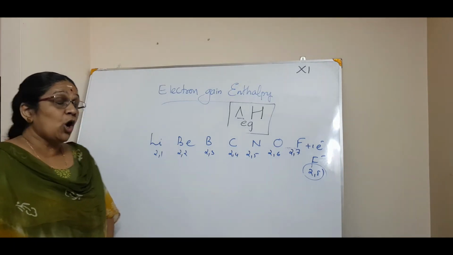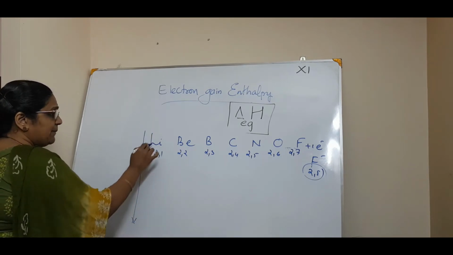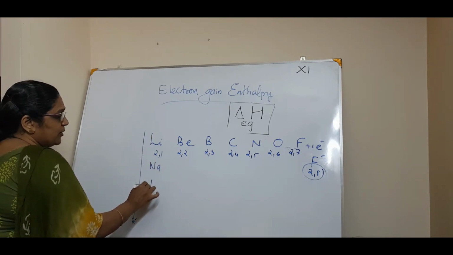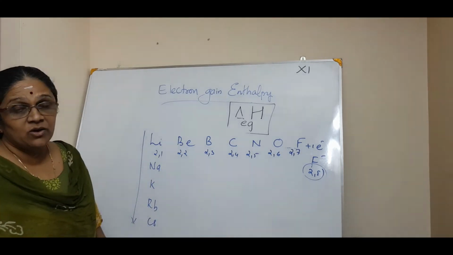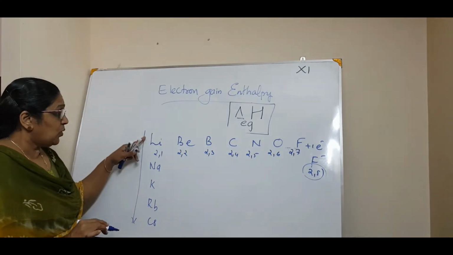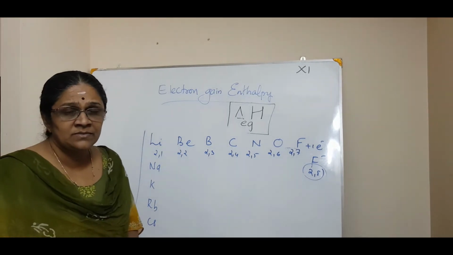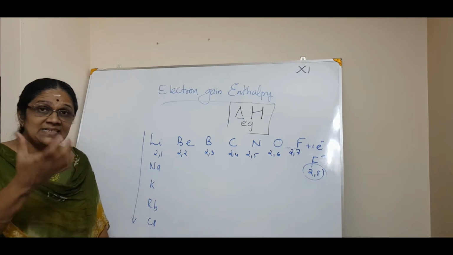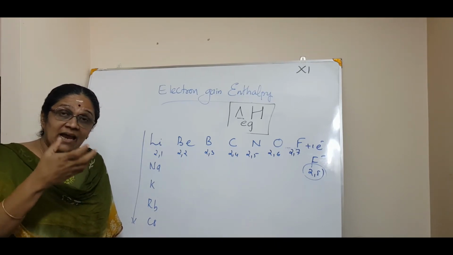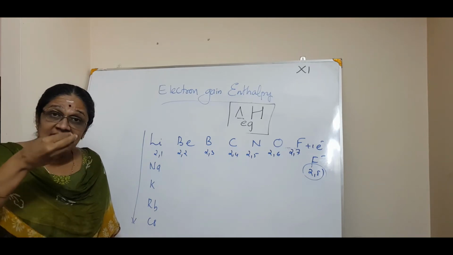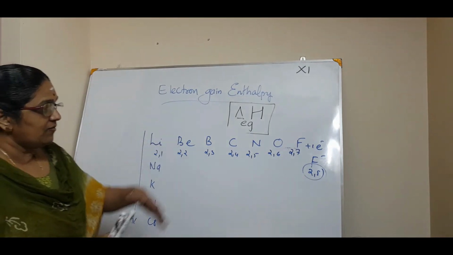Now, from top to bottom in a periodic table, what will be the effect? From top to bottom, for example, lithium, sodium, potassium, rubidium and cesium. Francium we don't take because of its radioactivity. So what will happen from lithium, sodium, potassium, rubidium, cesium? As the atomic size increases, what happens? The electron gain enthalpy will become less and less negative.